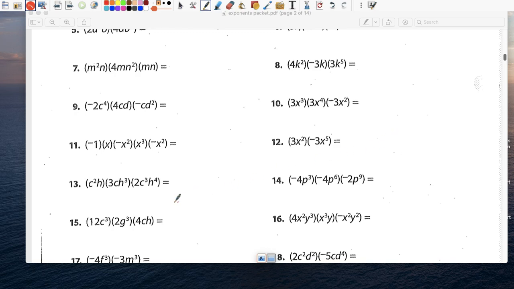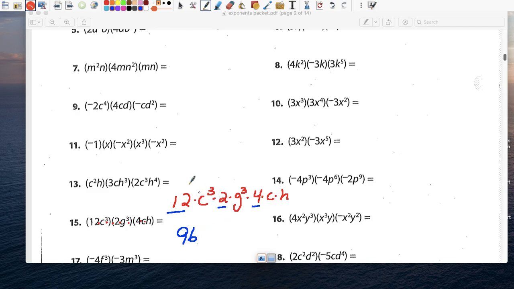15. I'll rewrite it. It's 12 times c to the 3rd power times 2 times g cubed times 4 times c times h. That's what that says. I mean, I know they don't put these little dots because it's implied, right? You know it's there, we just don't write it. Take care of the coefficients. The 12, the 2, and the 4, they're all positive, so that's just 96.